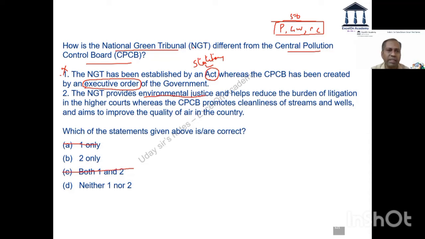Prachi and Anand say it is correct. Perfect. It is correct. So in this question, the answer is B, that is 2 only. Luckily, we have taken this very directly. If you go back to our notes, you can actually see this statement also, because I had actually gone to the NGT website and taken why it was established.